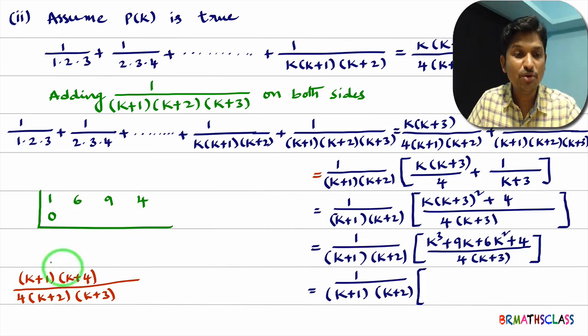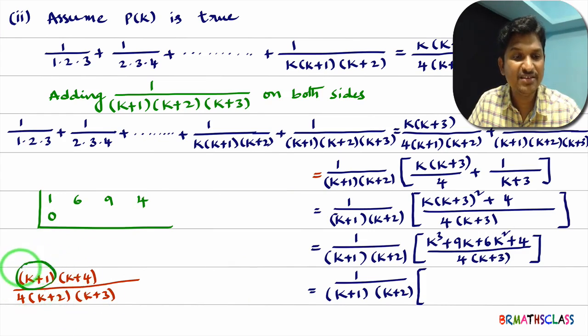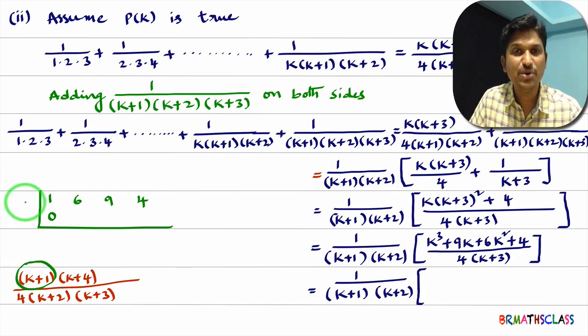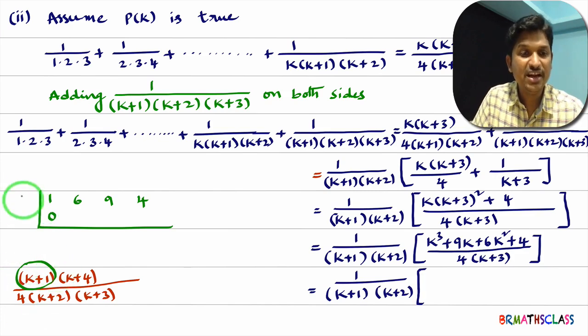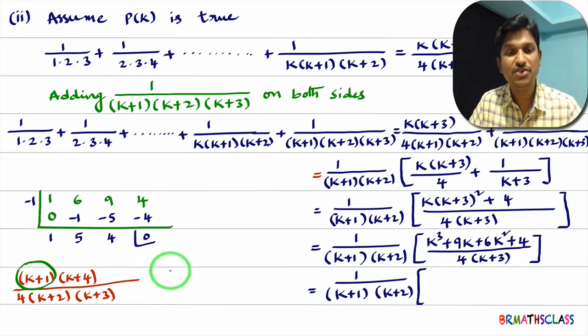Now you observe, this is the term we are trying to get. Here, as k plus 1 is there, you put minus 1 here. As k plus 1 is needed, you put minus 1 here. If we need k minus 1, then we will put plus 1 here. Now start simplifying. 1 plus 0, 1. Minus 1 into 1, minus 1. 6 minus 1, 5. Minus 1 into 5, minus 5. 9 minus 5, 4. Minus 1 into 4, minus 4. So 4 minus 4 is 0.